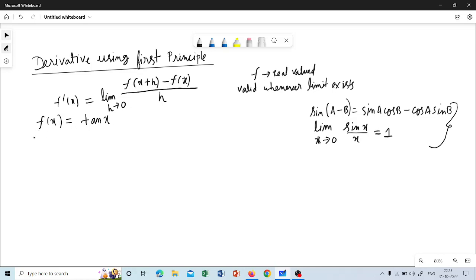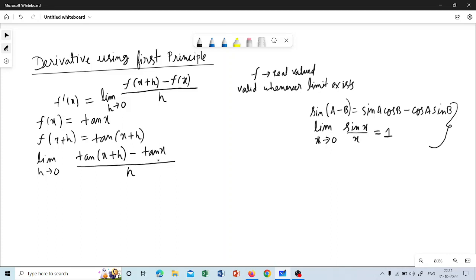Now let us put, instead of x, x plus h in f of x; then on the right hand side instead of x you put tan of x plus h. So f of x plus h is nothing but tan of x plus h, and f of x is already there. So we will now substitute in the limit: the limit h tending to 0 of tan of x plus h minus tan x by h.